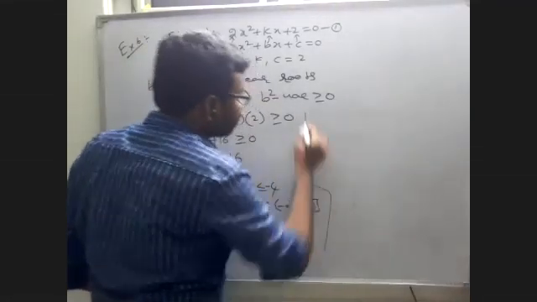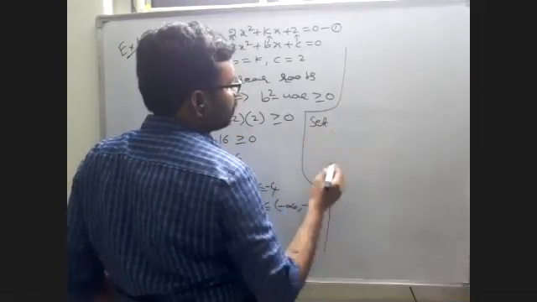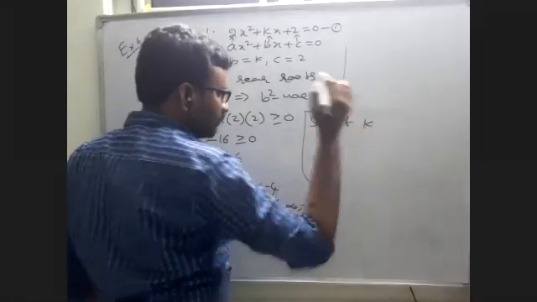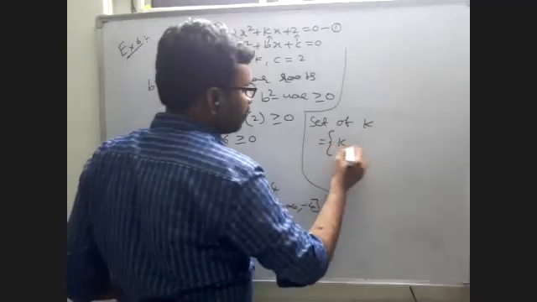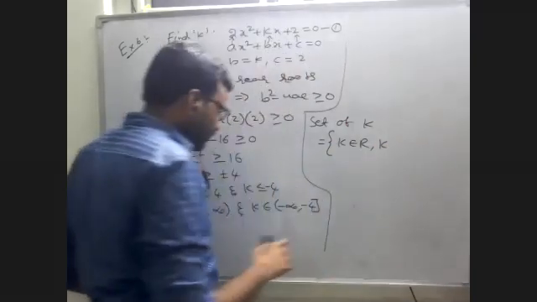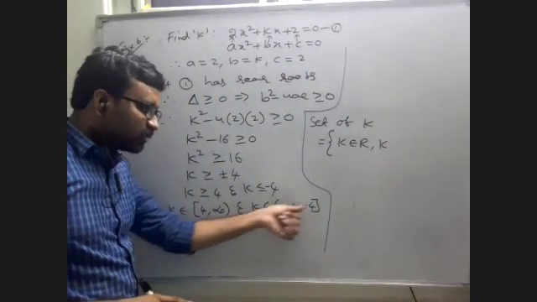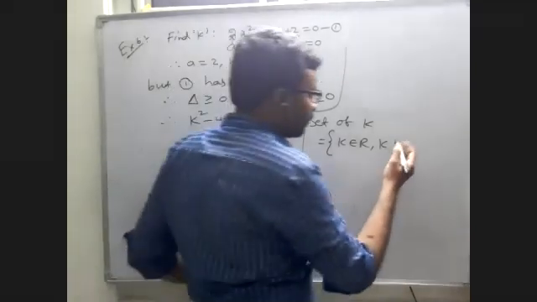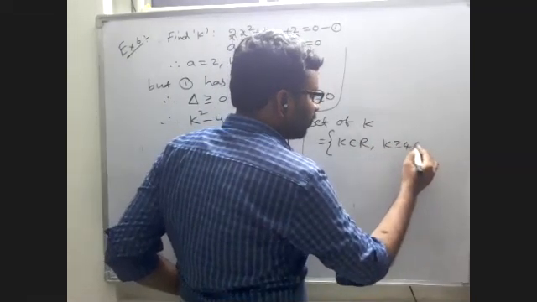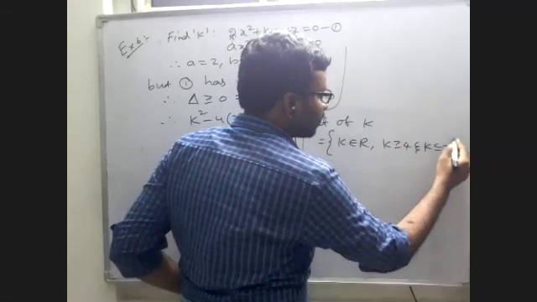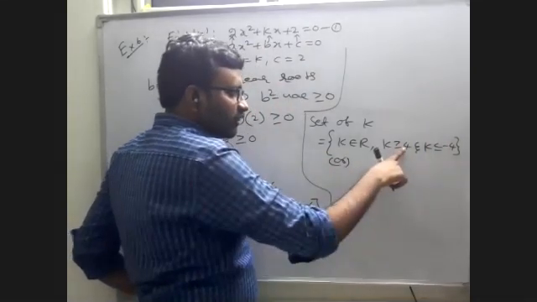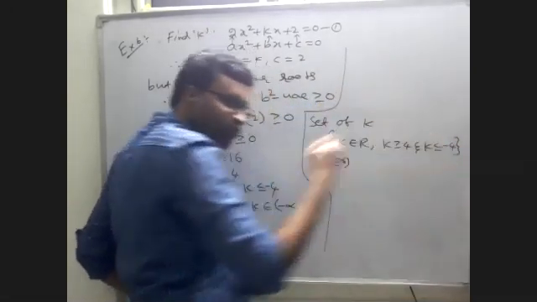Therefore, we can write the set: k belongs to real numbers, k in 4 to infinity, minus infinity to minus 4. You have to write k greater than or equal to 4, k less than or equal to minus 4. This is one method, and one more I told you: 4 and after 4 exist, minus 4 and before minus 4 exist.